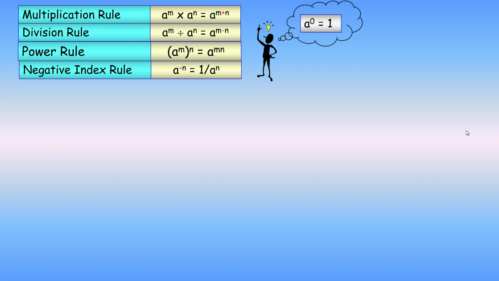So we're just going to recap the rules of indices as we've used them in the last 2 lessons. Okay, first one was the multiplication rule.